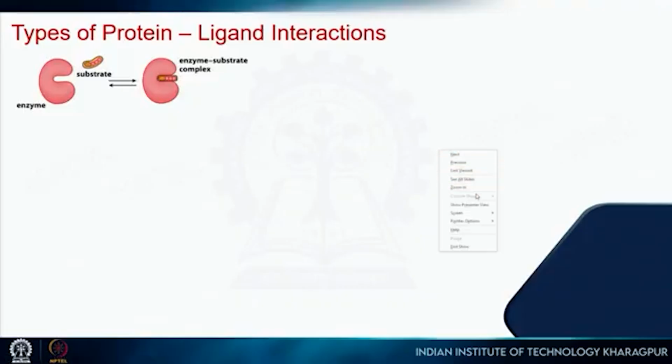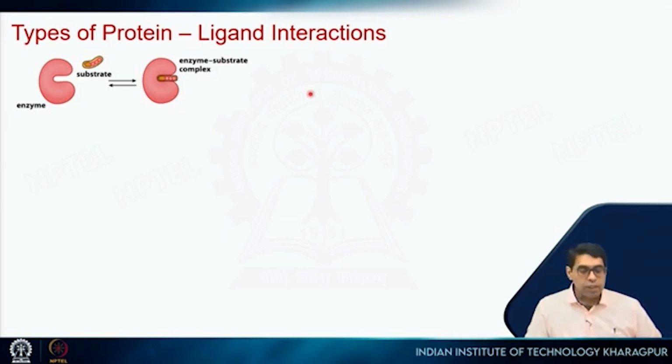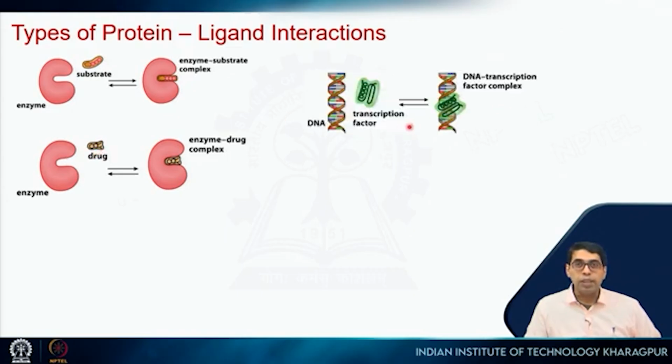You have already seen the types of protein ligand interactions, right. We can have enzyme substrate interaction, we can have enzyme drug molecule interaction. So, this will be an inhibitor. We can have DNA transcription factor. So, this is a protein, this is a DNA, protein nucleic acid interaction.